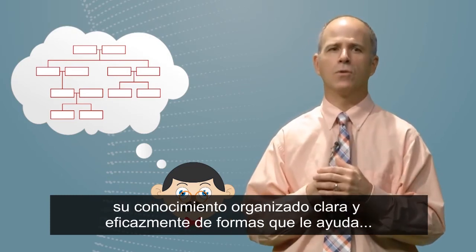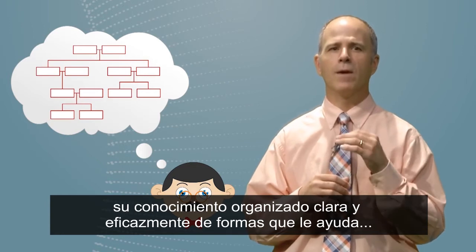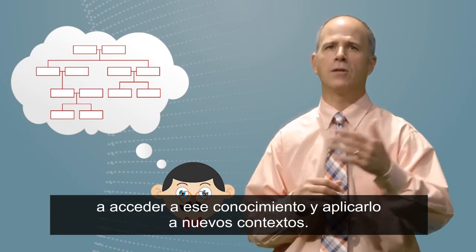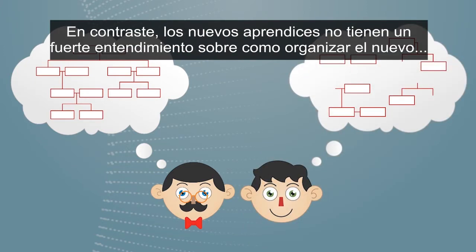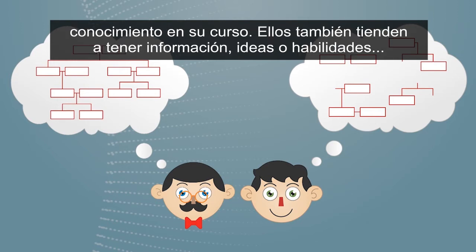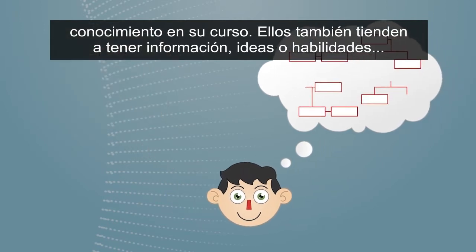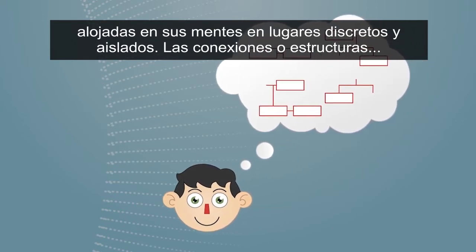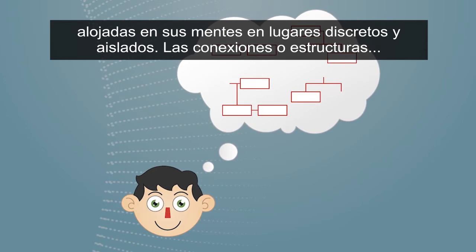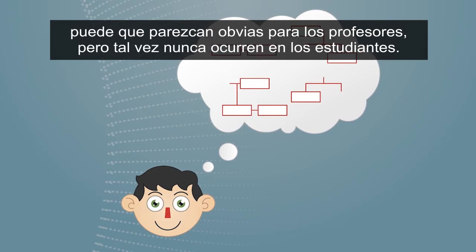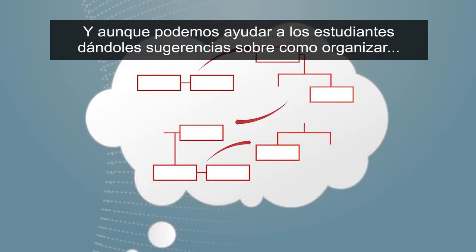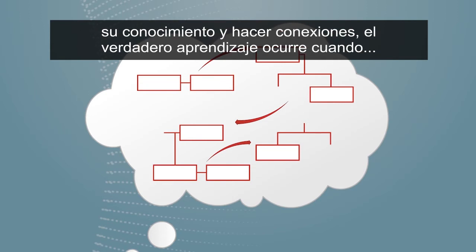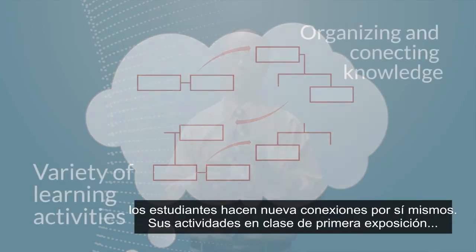Experts also have their knowledge organized effectively and clearly in ways that help them access that knowledge and apply it to new contexts. By contrast, new learners do not have a strong understanding of how to organize new knowledge in your course. They also tend to have information, ideas, or skills lodged in their minds in discrete, isolated places. Connections or structures that might seem obvious to professors may never occur to students. And while we can help students by giving them suggestions for how to organize their knowledge and make connections, true learning occurs when students make new connections on their own.